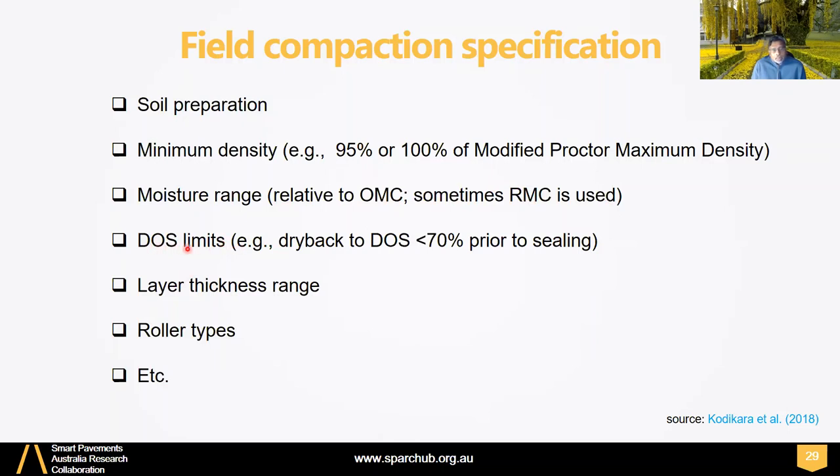DOS limits, degree of saturation, and some road authorities, such as Queensland, has this kind of requirement, where if soils are compacted at optimum, they need to be dried back to DOS less than 70% prior to sealing and so on, trafficking. That's to allow that you are away from that red line, optimum line, line of optimums, LOO, and therefore it behaves better without any pore pressure development. Layer thickness range, roller types, etc.